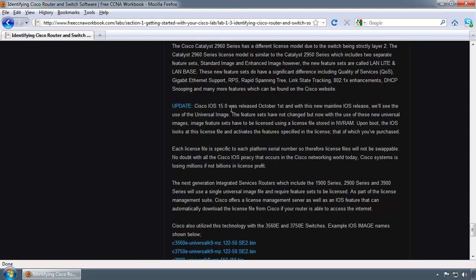Now, as of 15.0, the image is universal, which is basically all the features are included in a single image. This is Cisco's new way of fighting piracy. Oftentimes, people will buy base platforms and, since they have a service contract, they'll get on the Cisco website and download the advanced enterprise services or the advanced IP services for switches or routers and not pay Cisco for the licensing. Because of this, Cisco is losing billions of dollars a year. So therefore, Cisco said, okay, I've had enough, and I'm going to start requiring individuals to license Cisco devices on a per-platform basis.